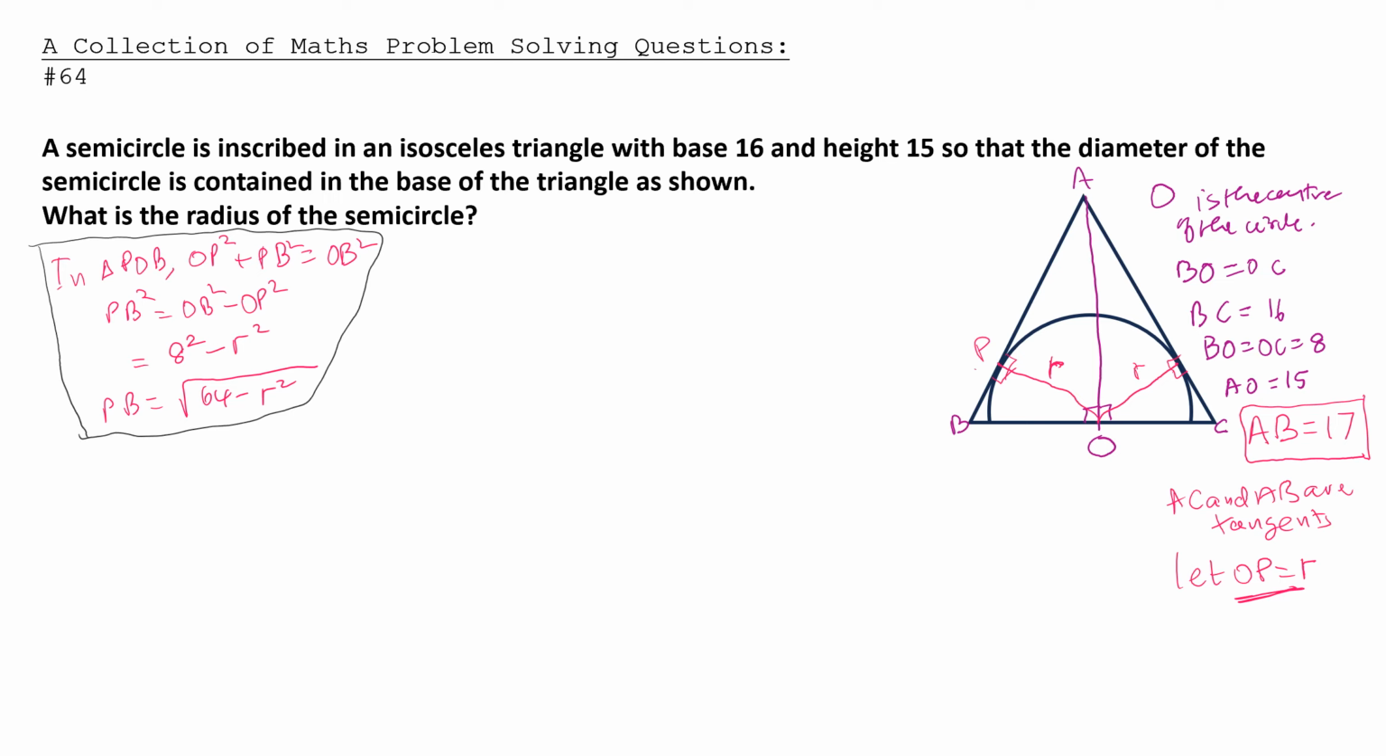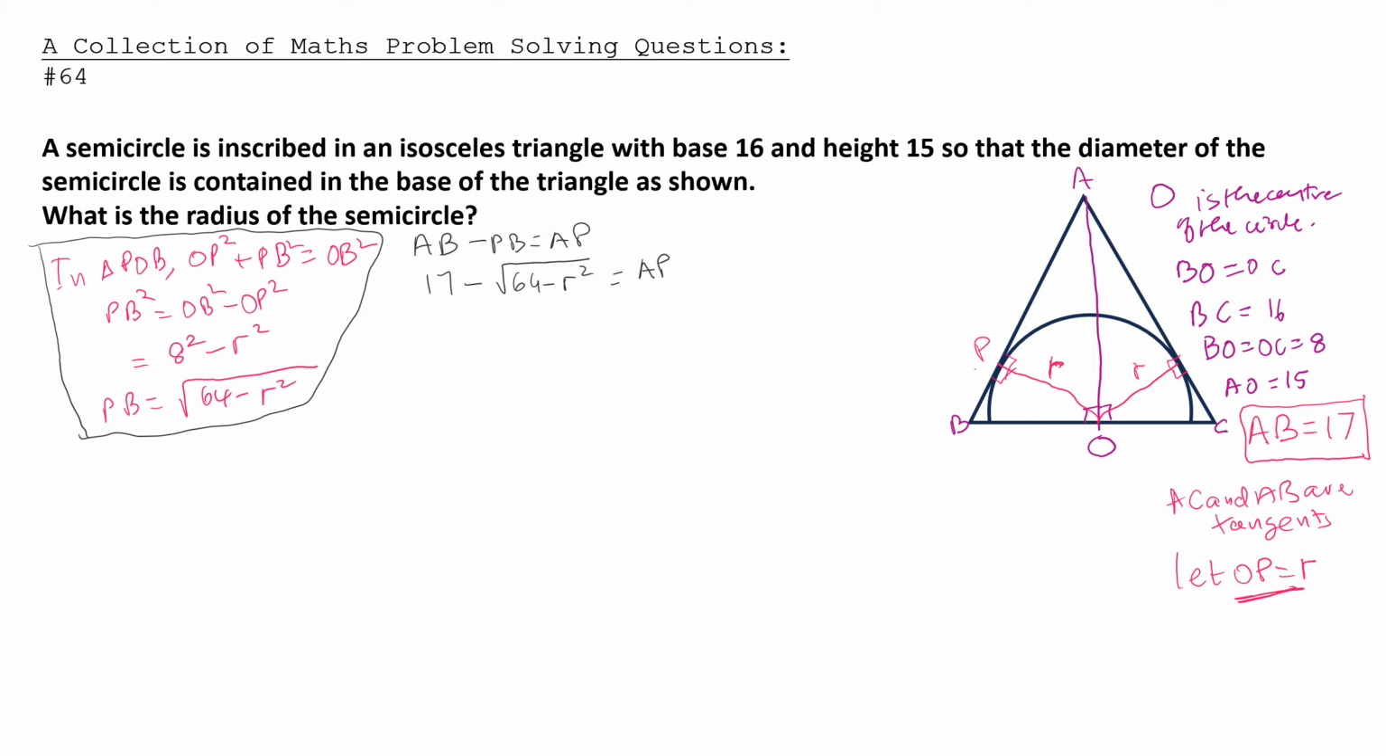So I can say that AB minus PB equals AP. So AB is, I know, 17, minus square root of 64 minus r square equals AP. Now this is not a very good looking number, but we will work with it, and in the end it should work out okay. So AP we have found out: 17 minus root 64 minus r square. We have to find out r square.